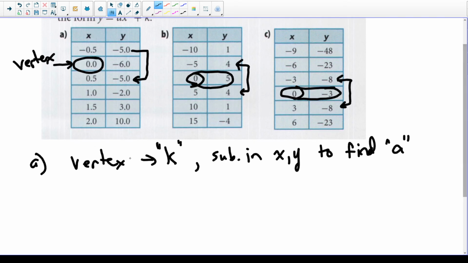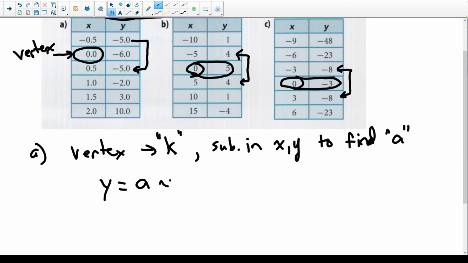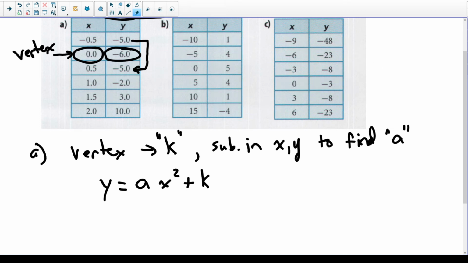So if we're doing A, what we would do is we'd write the equation just like they say in the actual question, right? Write it in the form ax squared plus k. So ax squared plus k, and I'm going to replace k by what my y value of my vertex is. So the y value of my vertex for A is -6. Let me erase these here so that they don't get in the way. So the y value is -6. So we're going to go y is equal to ax squared plus -6.